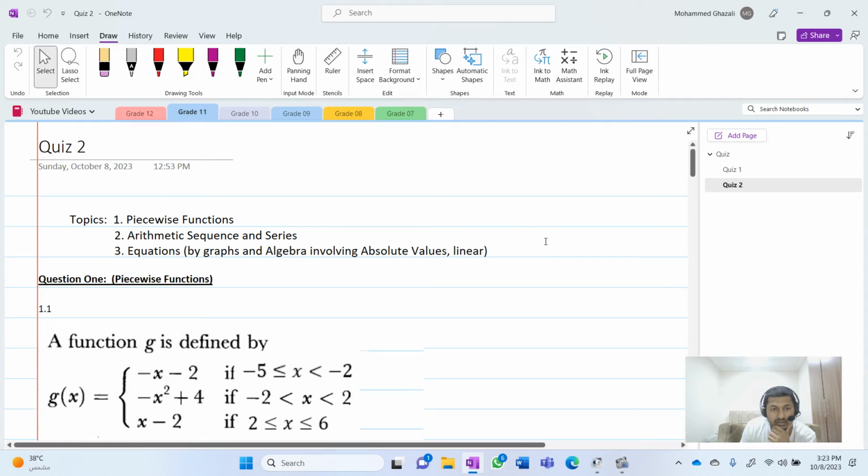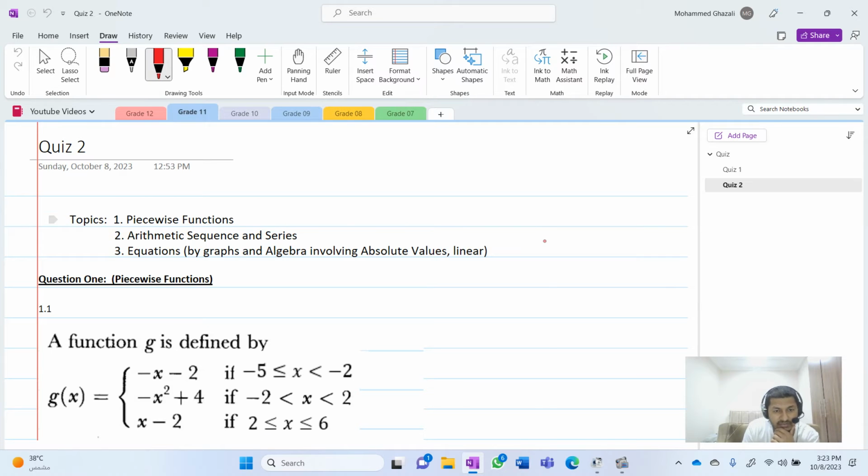In this lesson we will be learning about piecewise functions, where we sketch different functions on the same system of axes with restricted domains. We will also be learning about arithmetic sequence and series. An arithmetic sequence is basically a linear sequence, and series basically means the sum of the linear sequence. And we will also be learning about equations, how to solve absolute value equations mixed with a linear equation by sketching and also by using algebra.